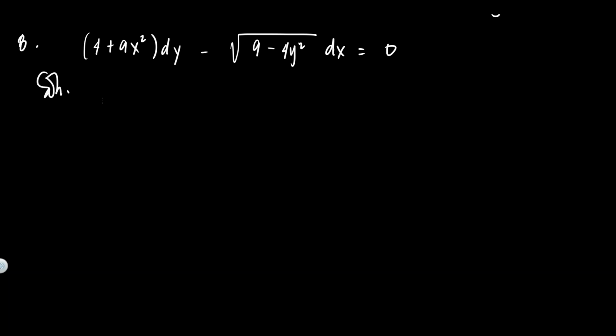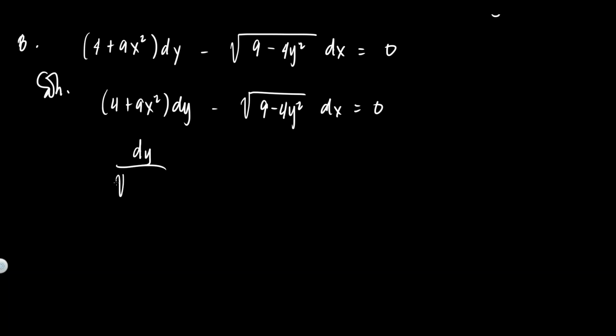So, how about quantity 4 plus 9x squared times dy minus the square root of 9 minus 4y squared dx equals 0. Okay, ito madali lang to, no? So, solution. Separate the variables. So, we have dy over the square root of 9 minus 4y squared minus dx over 4 plus 9x squared equals 0.